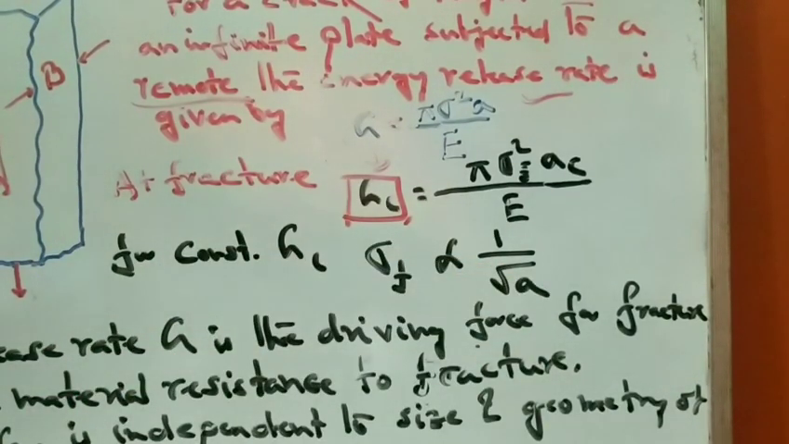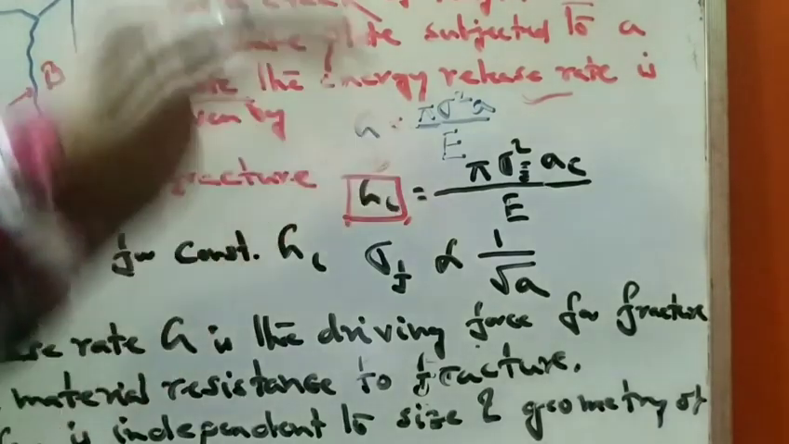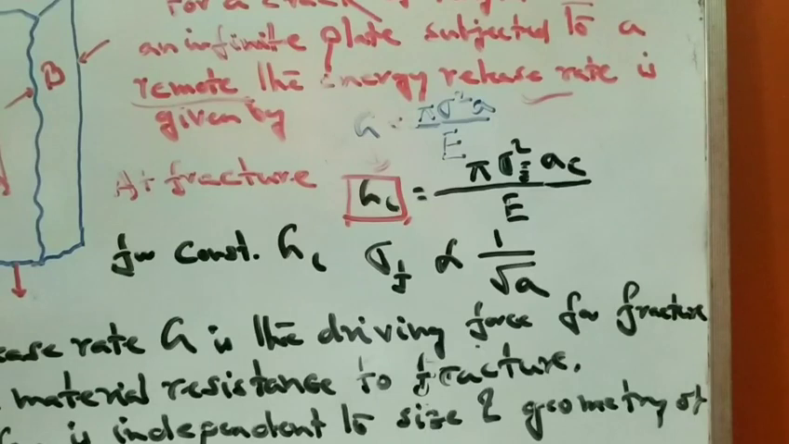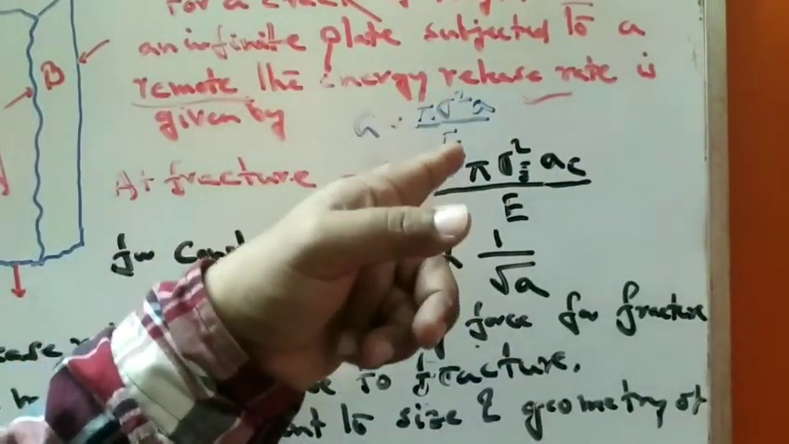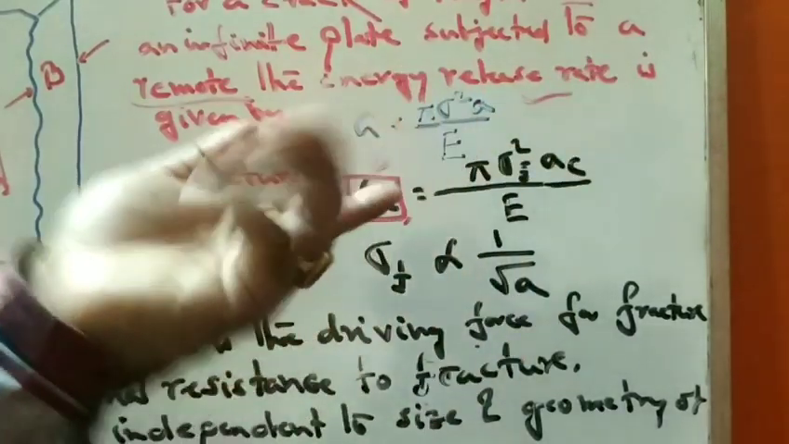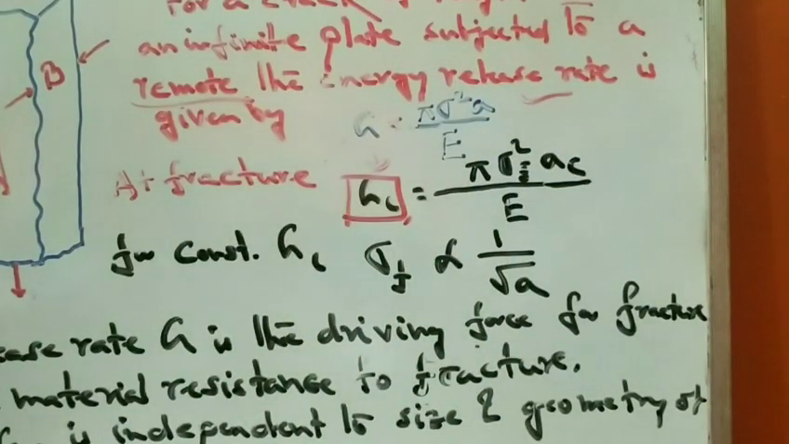Now the energy release rate G is the driving force for fracture. As we increase the value of G, it is the main driving force for fracture to occur. So how will G increase more and more? When the remote stress sigma increases, and when the value of A increases. When the remote stress sigma increases, the crack length will increase and the value of G will increase. So in terms of the energy approach, the energy release rate G is the driving force for fracture, while Gc is the material resistance to fracture.